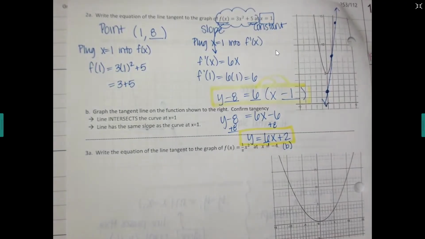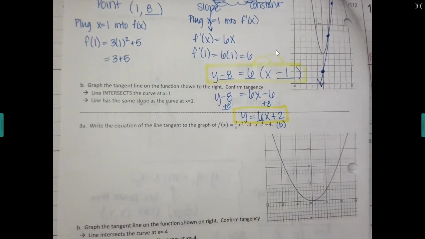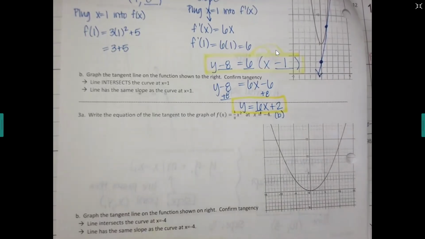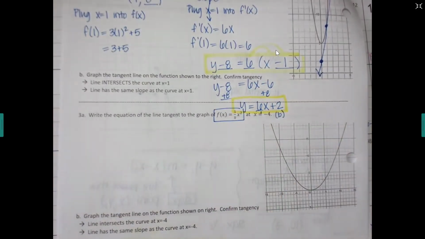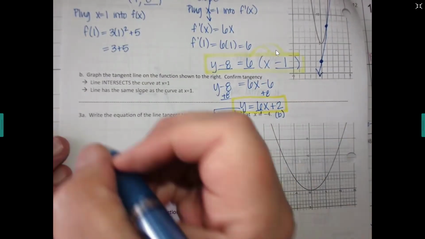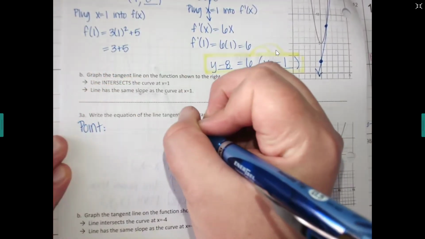All right. I think we're going to do maybe 2 more, and then we'll take a little homework break. Okay, so take a look at number 3. We have a new equation, 1/8 x squared, and we're going to write the tangent line at -4. So my 2 ingredients are a point and a slope.